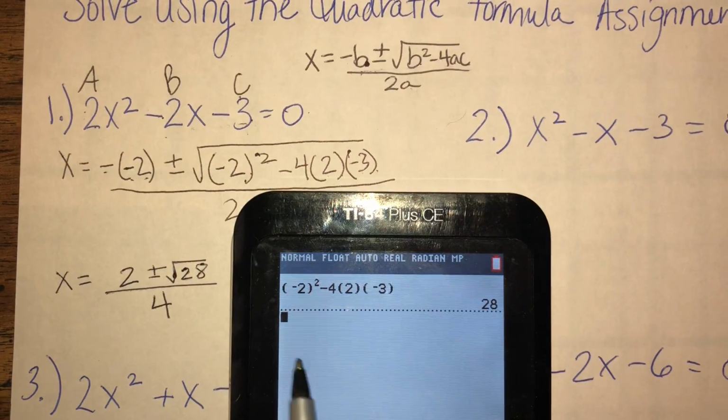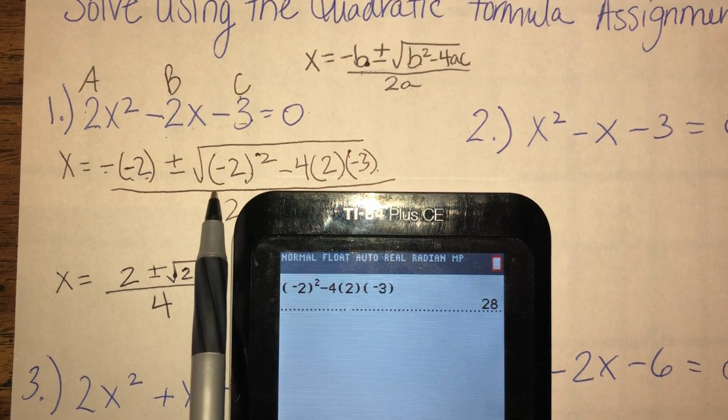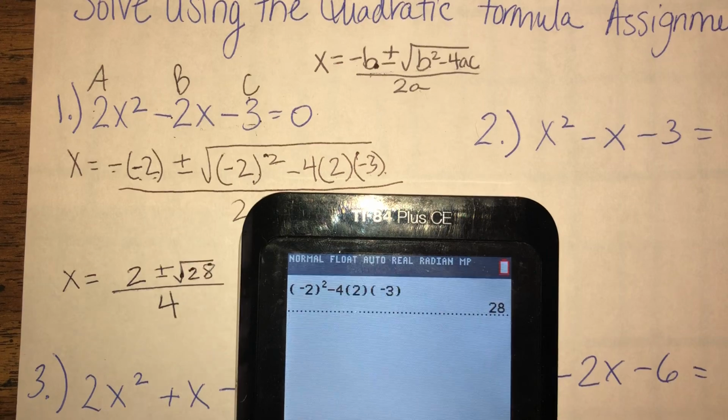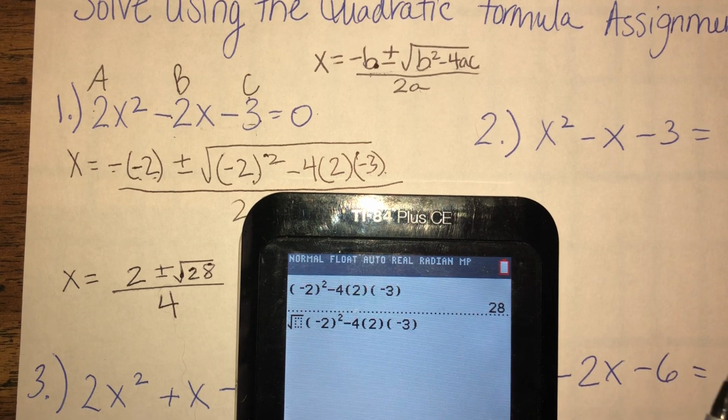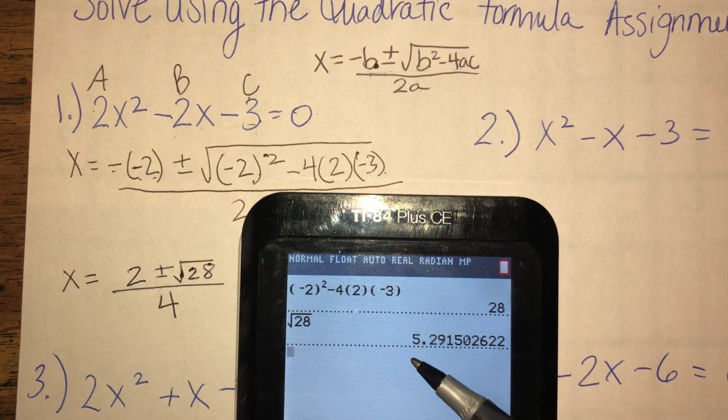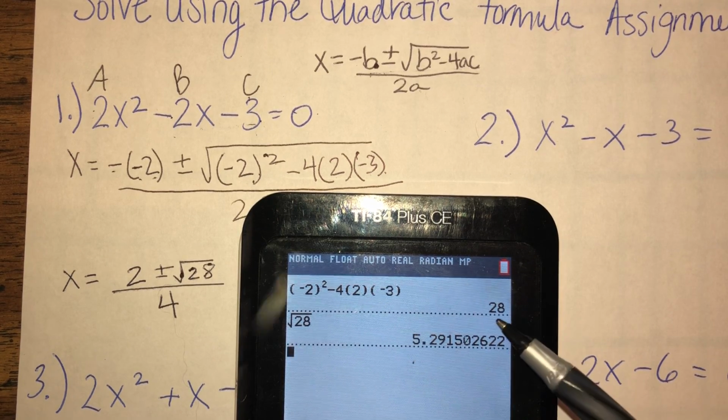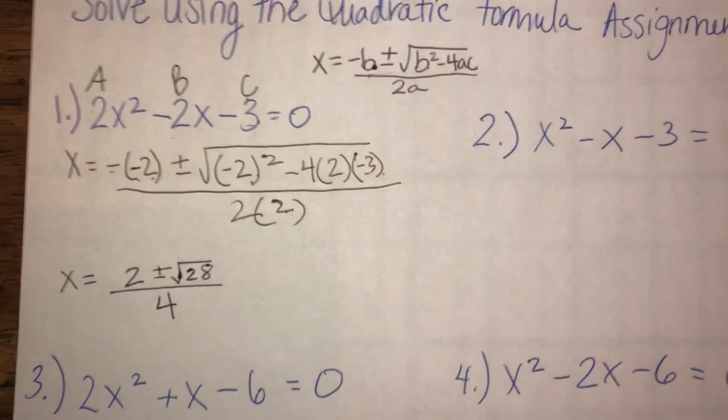If you take a look at my calculator, you can see I start from the parenthesis, but I have not used the square root. If I tried to put the square root in here, it would end up coming out as a decimal, and we don't want the decimal. We want it to be in simplest radical form, which means this 28 has to be broken down into something a little bit easier.